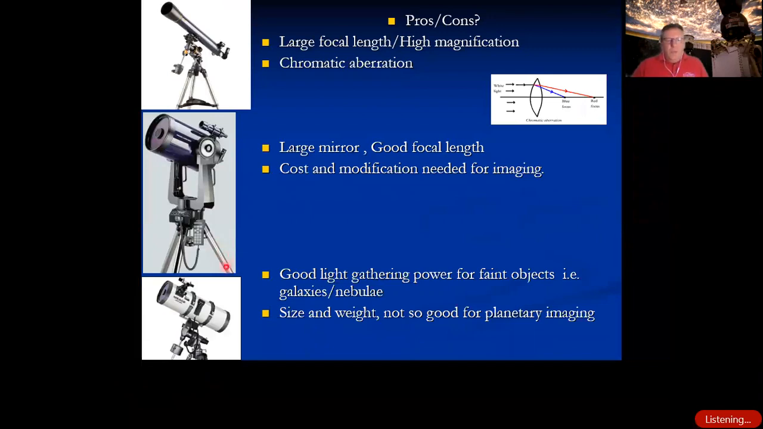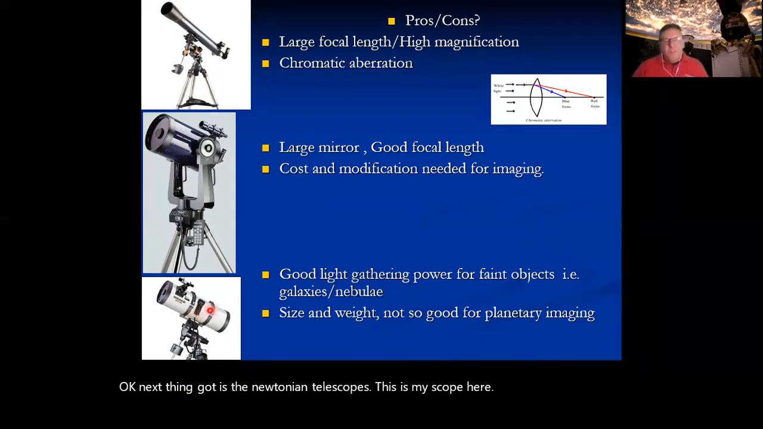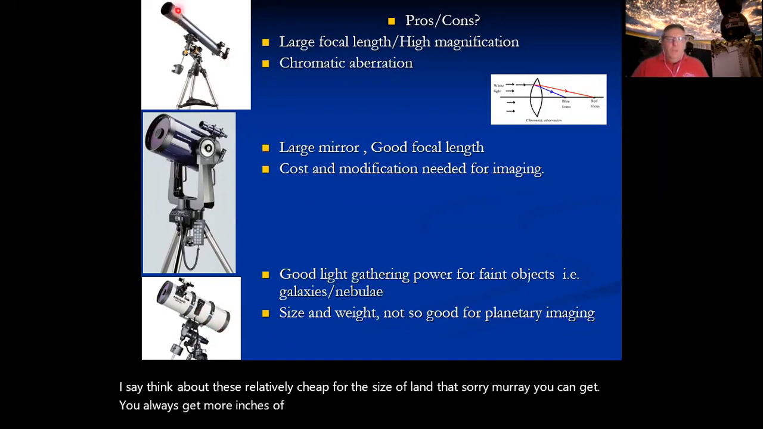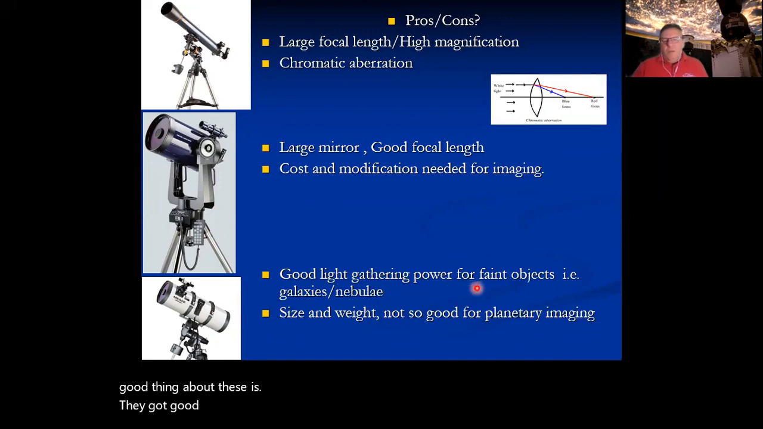Okay. Next thing we've got is the Newtonian telescopes. This is my scope here. Let's see, thing about these, relatively cheap for the size of mirror you can get. You'd always get more inches of mirror than what you will of a lens, that's for sure. Okay, so the good thing about these is that they've got good light gathering powers. They're really, really good for faint objects.